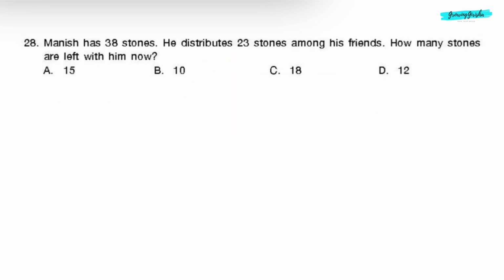Question 28. Manish has 38 stones. He distributes 23 stones among his friends. How many stones are left with him now? He has 38 stones. He distributed 23 stones. So to find the remaining stones, we will subtract. 8 minus 3 is 5. 3 minus 2 is 1. Means he is left with 15 stones. Option A will be the correct answer.